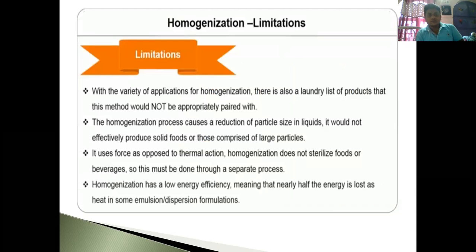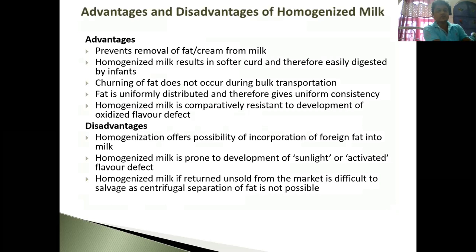Now, the limitations of homogenizers. With the variety of applications of homogenizers, there is also a list of products that this method would not be appropriately paired with. The homogenization process causes a reduction of particle size in liquid. It would not effectively process solid food or foods comprised of large particles. It uses force as opposed to thermal action. Homogenization does not sterilize foods or beverages, so that must be done through a separate process. Homogenization has a low energy efficiency, meaning that nearly half the energy is lost as heat in some emulsion or disruption formulations. Now, the advantages and disadvantages of the process.